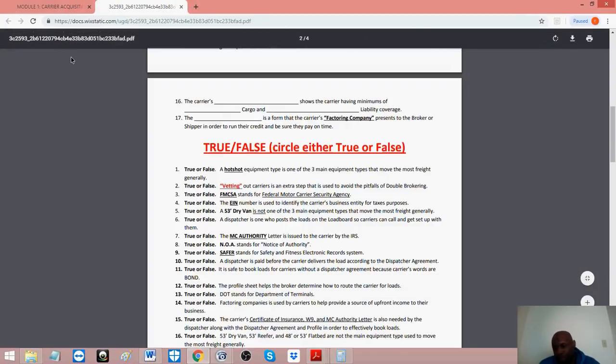Okay, make sure I'm getting some information I needed. Okay, number 17, the blank is a form that the carrier's factoring company presents to the broker or shipper in order to run their credit and be sure that they pay on time. So what is that form?